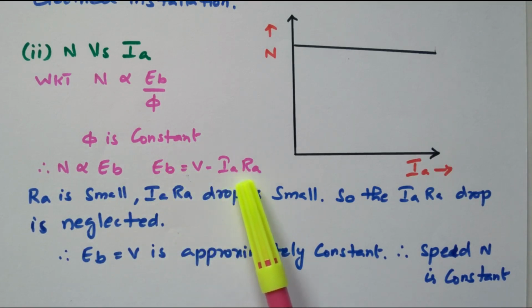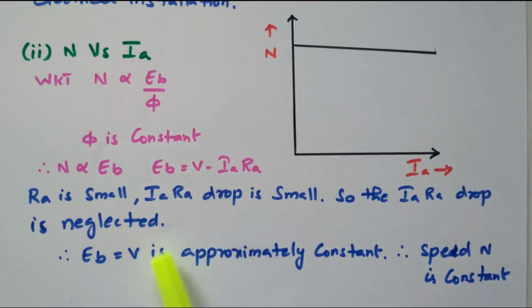This RA is very small, so the IA RA drop is also very small, and we can neglect the term IA RA. So EB is equal to only the voltage. This applied voltage is almost constant. This voltage is also constant. Therefore, the speed is also constant, right.